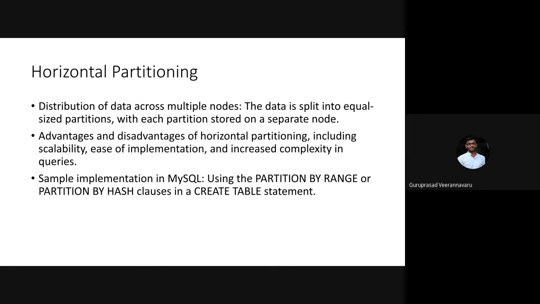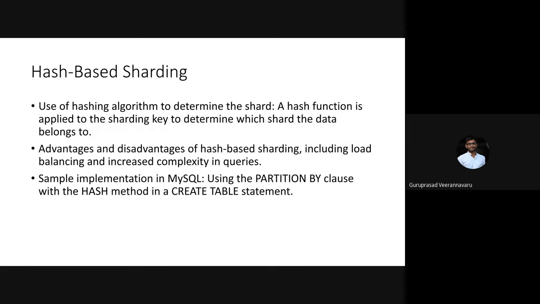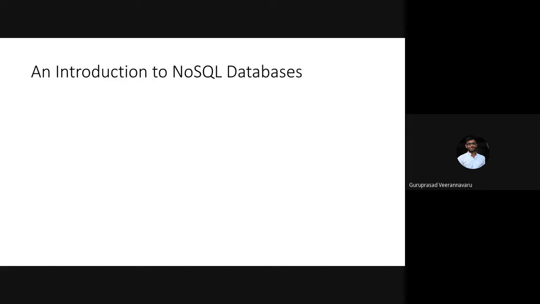We looked at this. It's already done. Partition by range, partition by hash. Vertical partitioning is where you create tables with only different columns. Hash-based sharding. This is done. Okay. So basically, this is the overall idea of what sharding is.